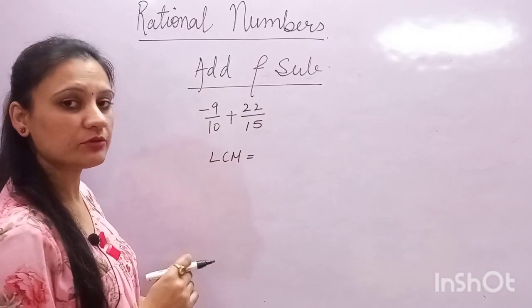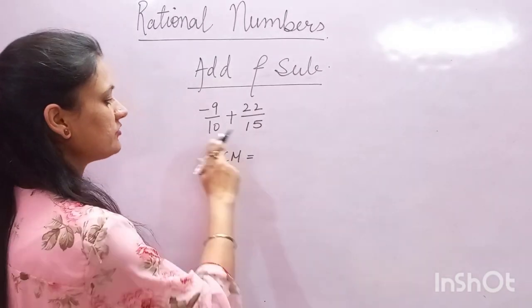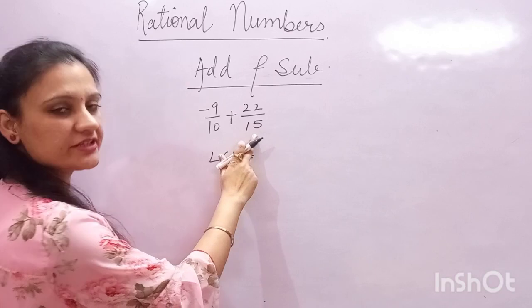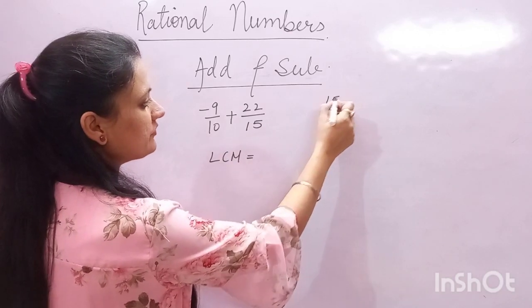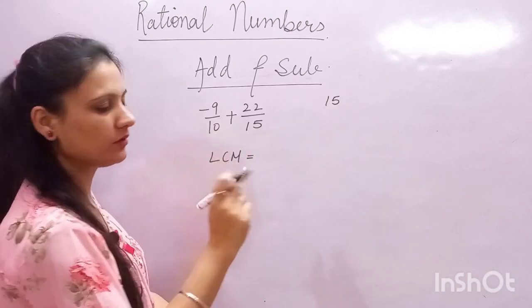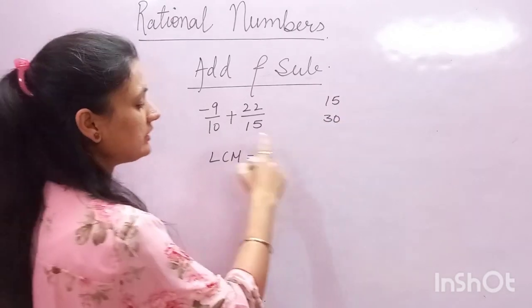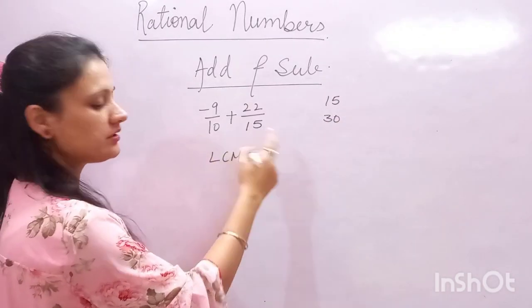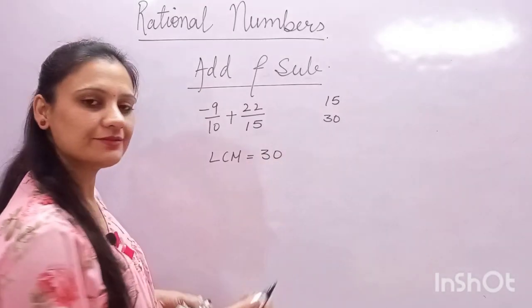What will be the LCM of 10 and 15? Let's understand. Which is the greater number here? Greater is 15. 15 ones are 15. Does it come in the table of 10? No. 15 twos are 30. It comes in the table of 10 and 15. So the LCM is 30. Simple.